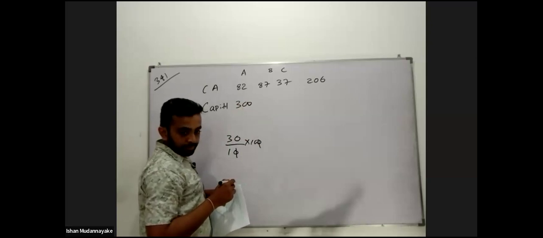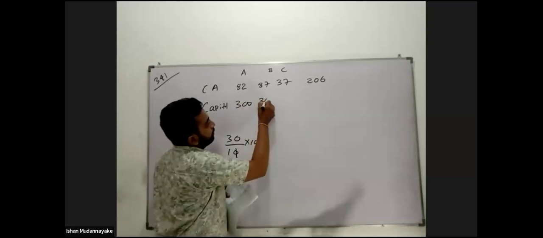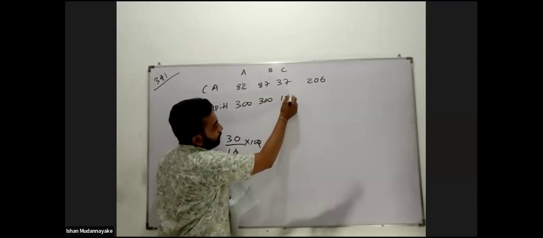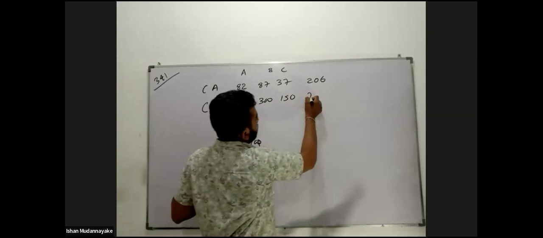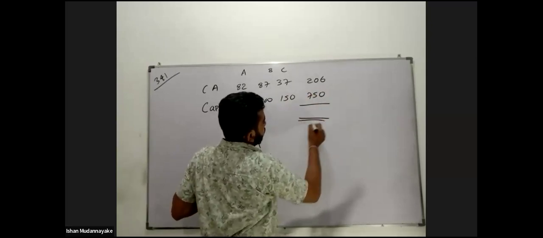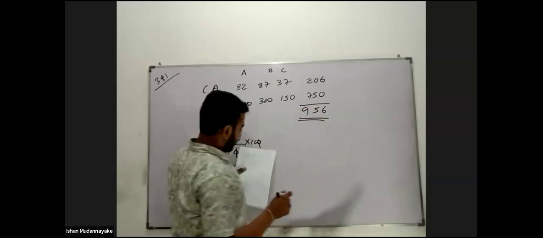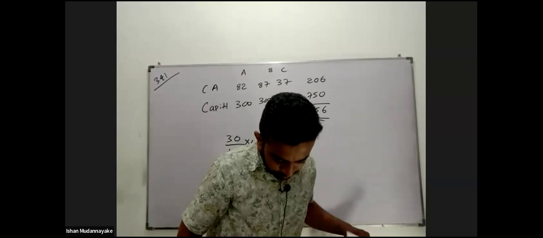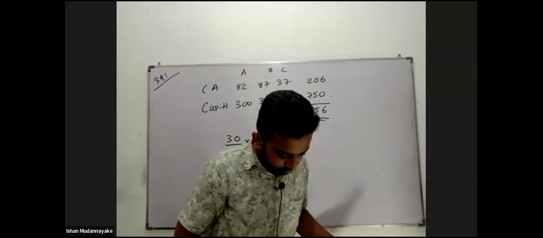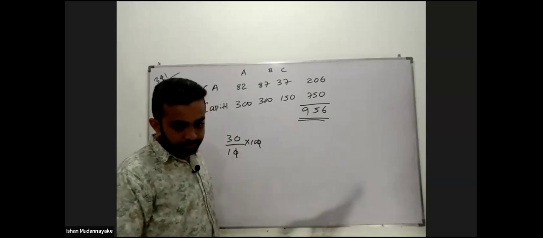Capital amount of A is 300, capital amount of B also 300, capital amount of C 150. The total amount: 600, 700, 750. Then total equity of the business is 956. Total 956. Clear?